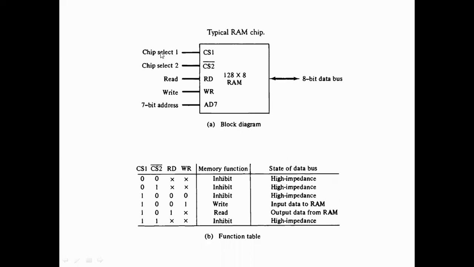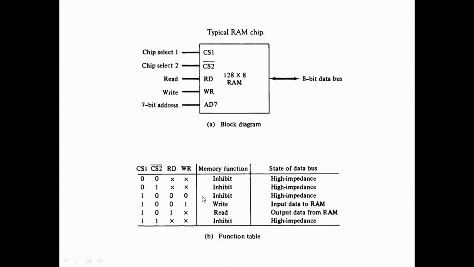Now the fourth condition, where this will be 1 and this will be 0, means this chip will be selected. Let us see what happens in that condition. After selecting, what do we have to do? Whether we have to read or write, it is the CPU which will tell us. So let us see, the CPU here is saying 0 0, meaning neither read nor write.